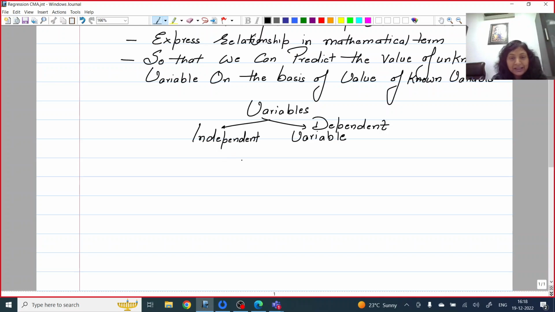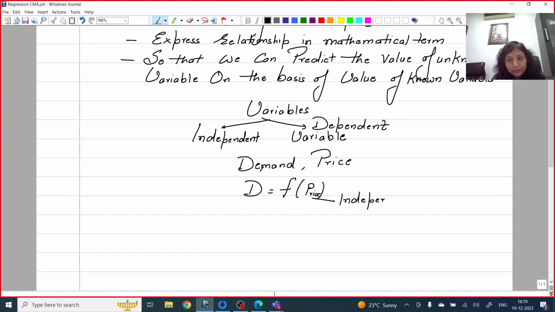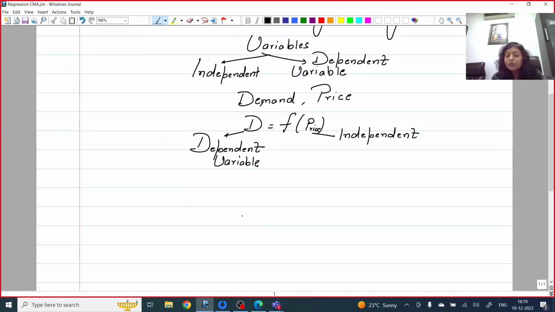For example, if we say demand and price, we have two variables, one is demand and another is price. We know that demand is dependent on price. So we can say demand is a function of price. In this case, price is the independent variable, and demand is the dependent variable; the value of demand depends upon the value of price. So first, it categorizes which one is dependent and which one is independent. So it studies the relationship. Second, it expresses them in the form of an equation.